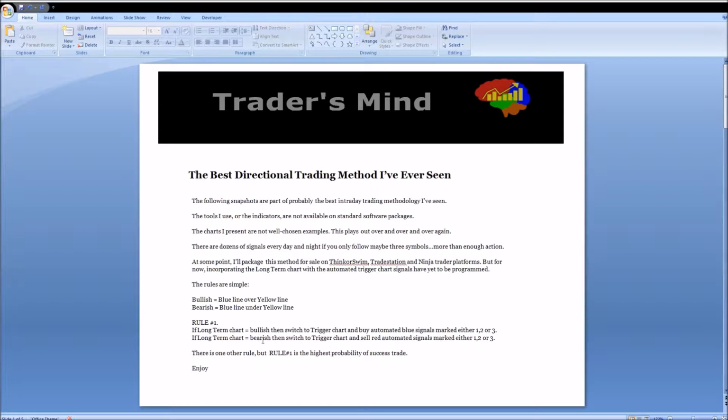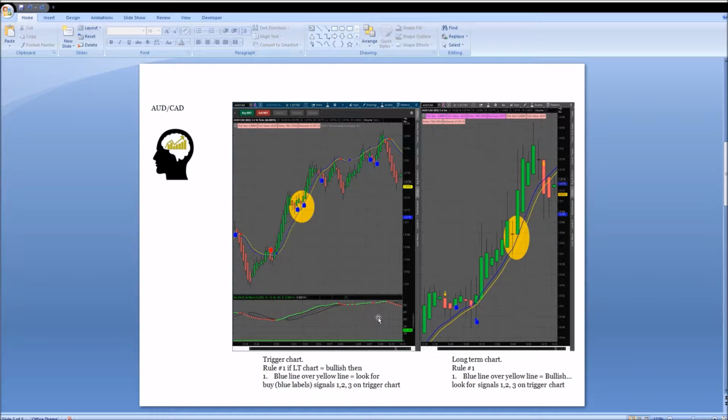If the long-term chart is bearish, then we switch to the trigger chart and sell the red automated signals marked either 1, 2, or 3. There's one other rule, but I don't know that I would ever be able to program that one in. It's a very good trade setup, but this is the highest probability of success. Alright, so let's just take a look at a couple of charts here.